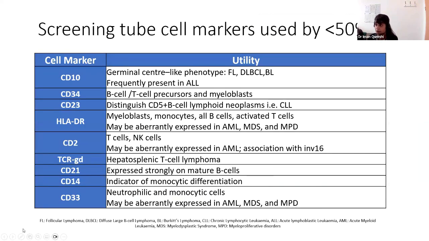For the cell markers that were used uncommonly, so by less than 7 of the labs, I thought I would summarize some of them just to expand on their utility. And I don't think there are many surprises. We know that screening tubes are quite useful just to guide what further investigations need to be done. So this just shows what the utility of some of the cell markers are.